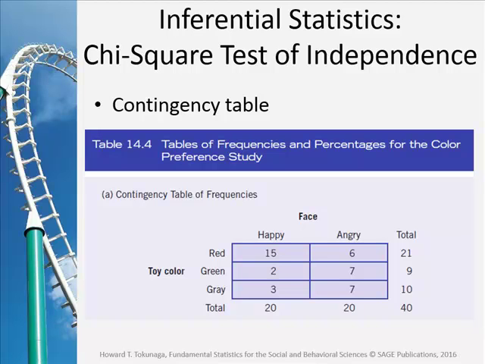Why would we do that? Well, if I'm making toys, I'm going to make a ton of red toys, right? Right, you don't know, right? Because we've only got a sample of 40, which is why we need to do the analysis.